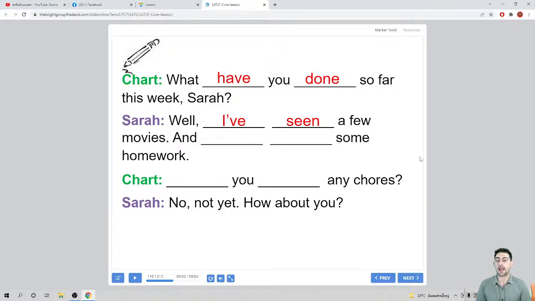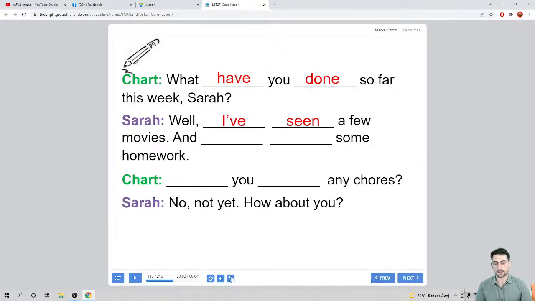If Sarah has seen a movie already, what does it mean for the present? It means that now she doesn't have to see it again because she knows in the present what happened. All right, she knows what the movie is about. Well, I've seen a few movies.